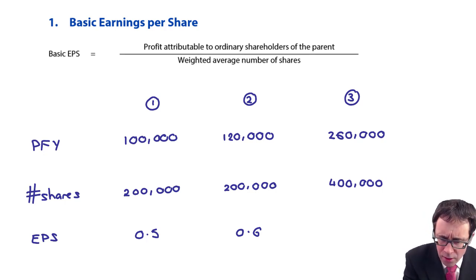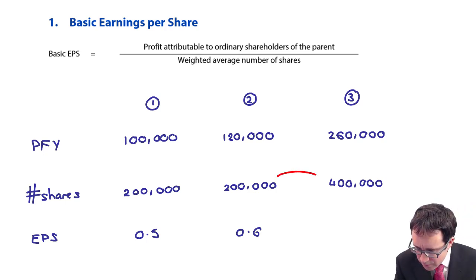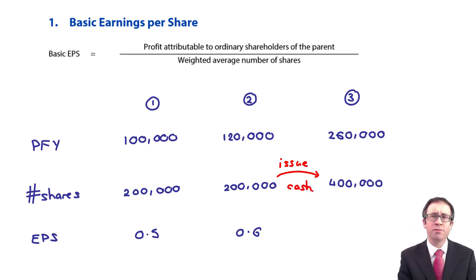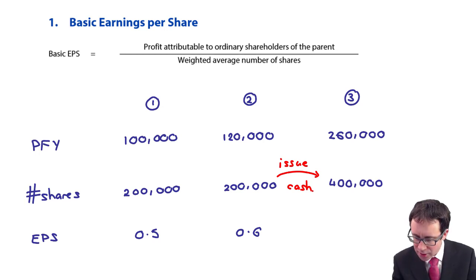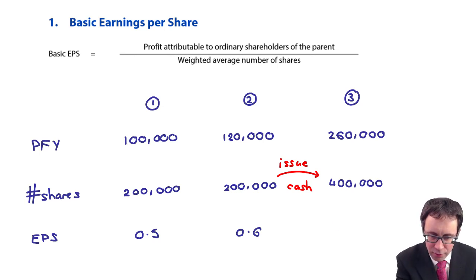So maybe what's happened there is that there's been an issue of shares. And that issue of shares has been for cash. So it's some form of rights issue or new issue of shares. If it was a bonus issue, there wouldn't be any cash. And what you can see there is that if we now work out my earnings per share, you get a better reflection of how this company has performed.